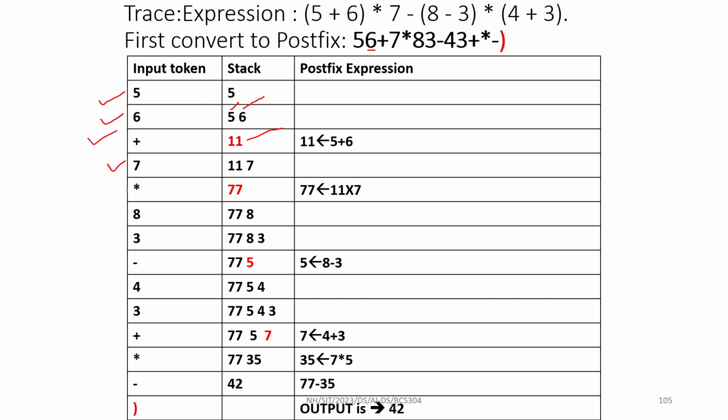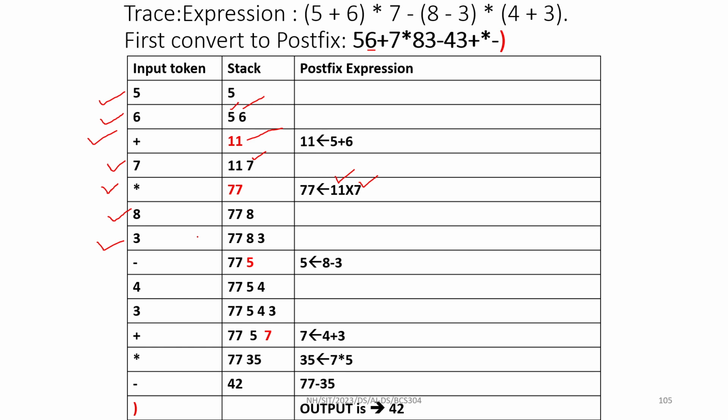Already 11 was there. Now 7 is going to be pushed. The next symbol is star, a binary operator. The top two symbols have to be popped out. OP2 is 7 and OP1 is 11. You have to perform two pop operations. 11 into 7 is 77. 77 is pushed onto the stack temporarily. The next symbol is 8. Push it onto the stack. So 8 sits on top of 77. The next symbol is 3.